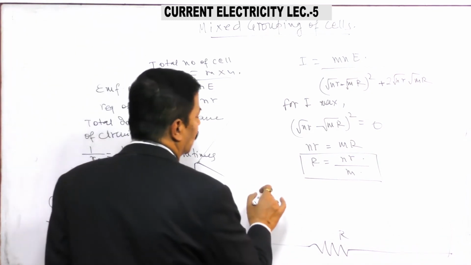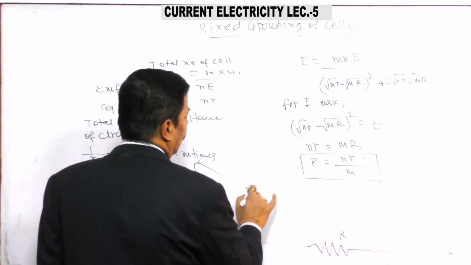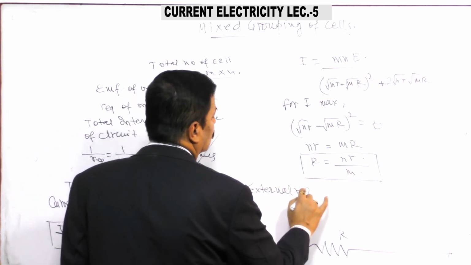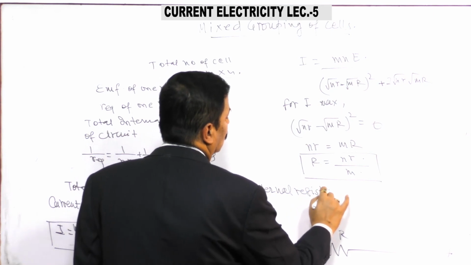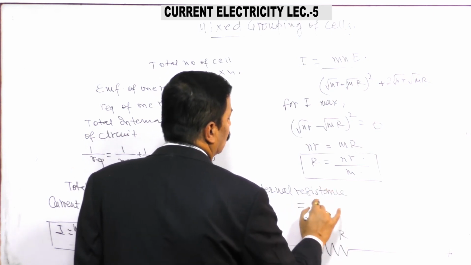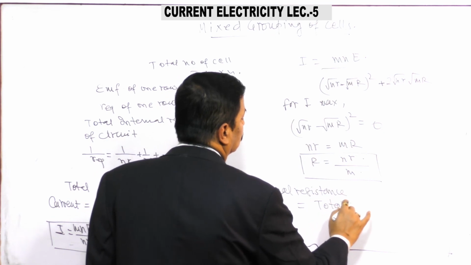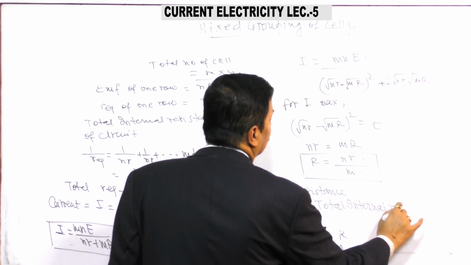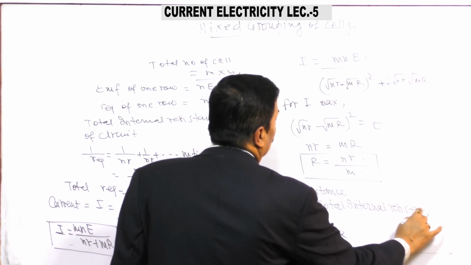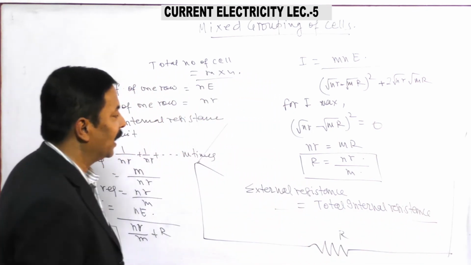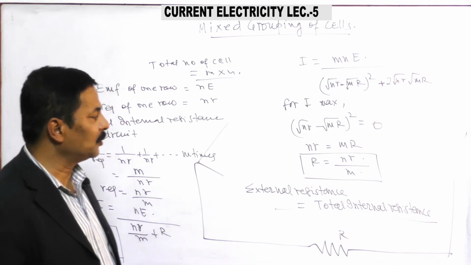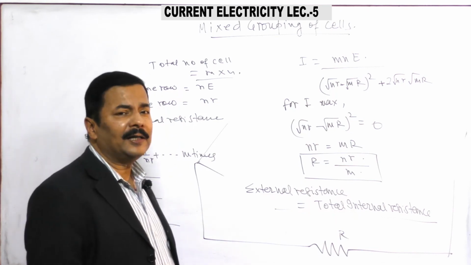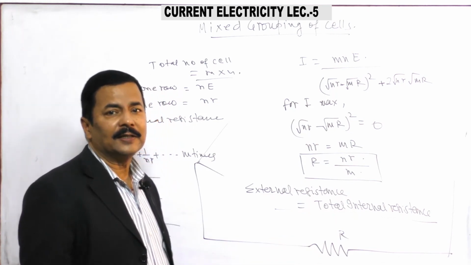So the external resistance must be equal to the total internal resistance. That means when the external resistance becomes equal to the total internal resistance, then the current in the external resistance is maximum.